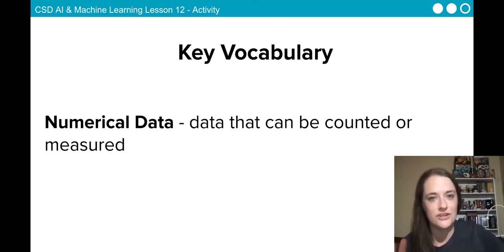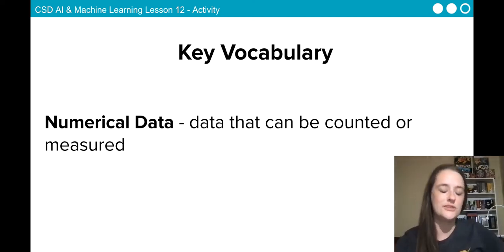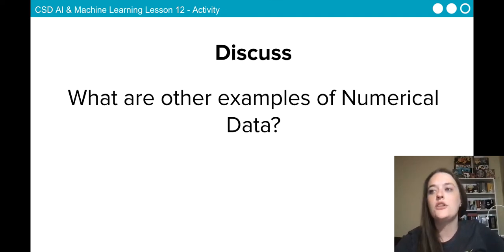This is not the first time we have seen this word. If you feel like it is, you need to go back and watch all the previous lessons until you find the one where we talk about it the first time. Okay. So what are other examples of numerical data?